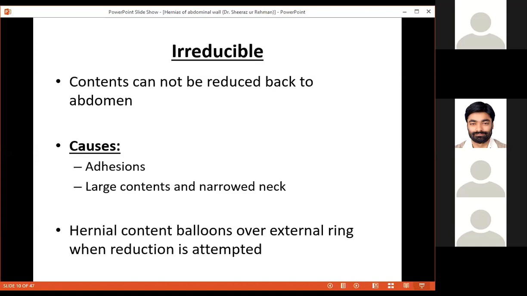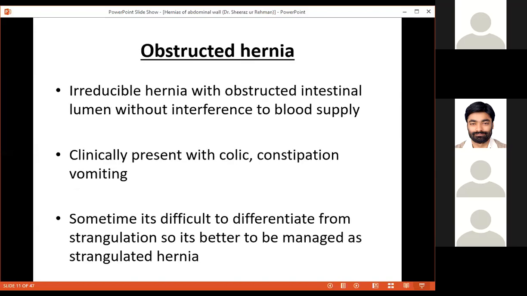So there are likely chances of the patient getting repeated damage at the site of the neck whenever manual reduction is attempted. Some authorities would not advise manual reduction of the hernia if it is either strangulated or obstructed, because it can cause further damage while reducing it. An obstructed hernia is basically an irreducible hernia with obstructed intestinal lumen without interference of the blood supply. This is exactly what I said earlier in my statement.